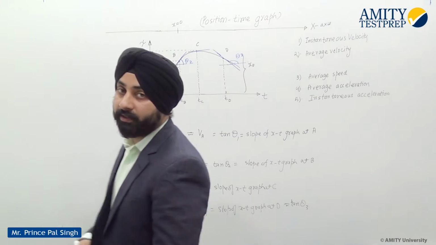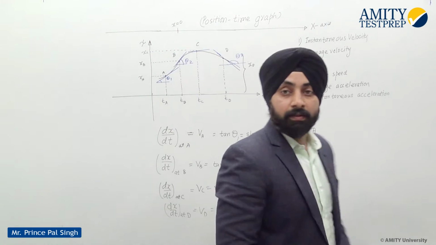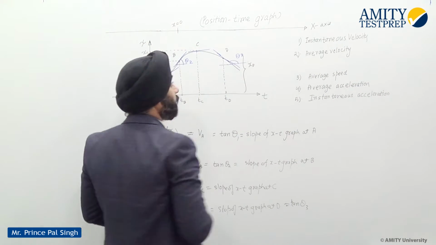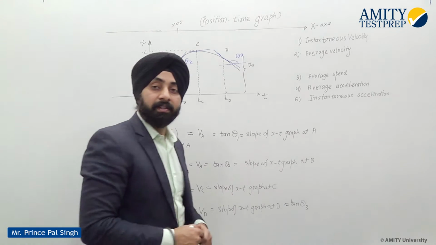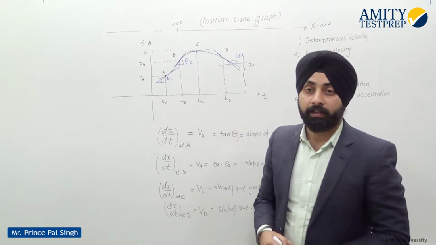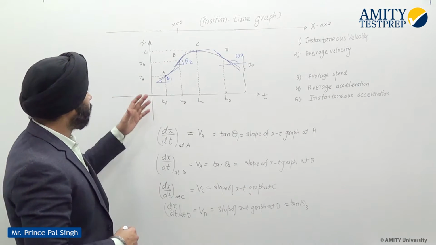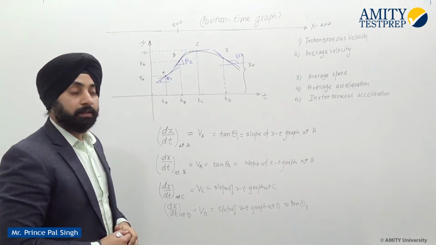Today we will study a position-time graph in one-dimensional kinematics. Here I have shown the x-axis. This is the origin, and the particle is starting somewhere on the x-axis. The position of the particle varies as the graph shows on the board, the x versus t graph.